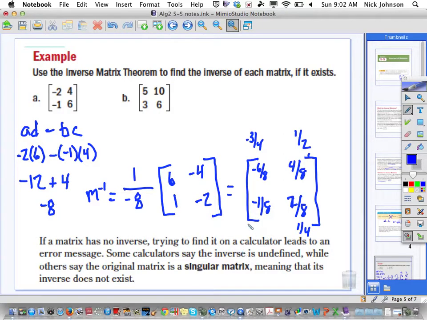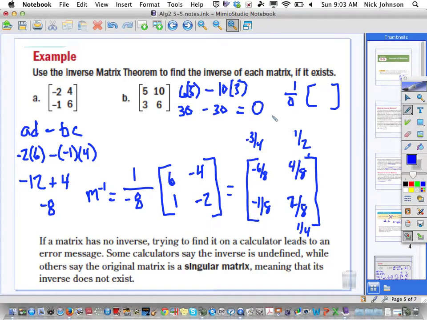We could call this 1/4, and that would stay the same. Okay? Now, same thing up here. Crisscross these, okay? So 6 times 5 minus 10 times 3 gives me 30 minus 30. That equals 0. If that equals 0, you cannot find a matrix, because I can't put 1 over 0 and then multiply it to some matrix, because 1 divided by 0 is undefined.